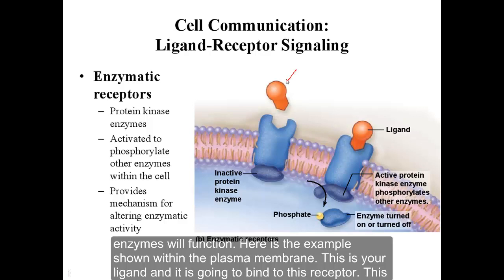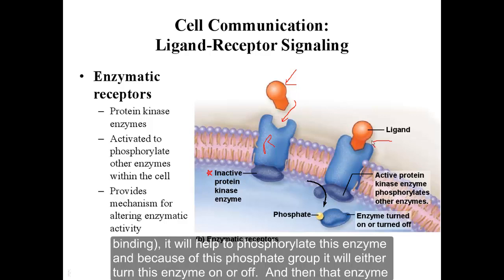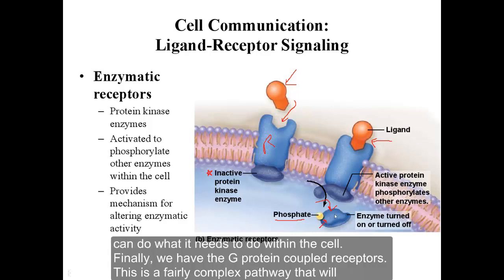Here is your ligand, and it is going to bind to this receptor. This is your receptor here, and on the other side of the receptor we have an inactive protein kinase enzyme. Well, as this ligand binds, you can see it binding. It will help to phosphorylate this enzyme, and because of this phosphate group, it will either turn this enzyme on or off, and then that enzyme can do what it needs to do within the cell.